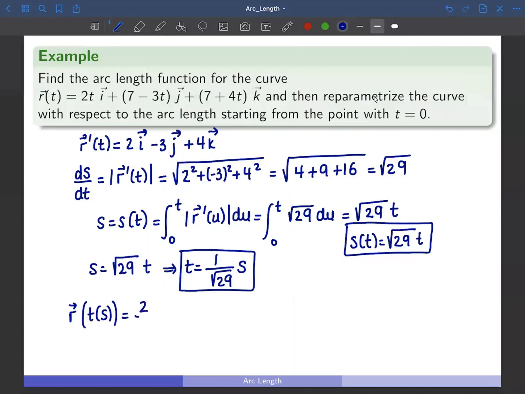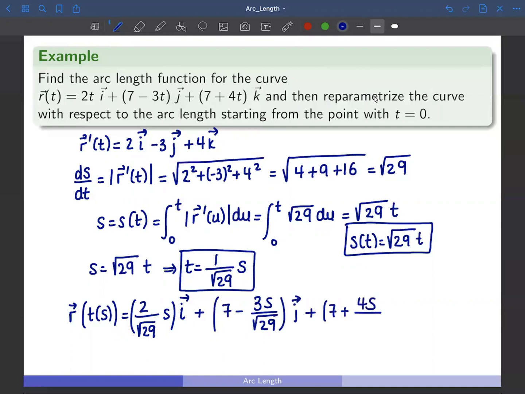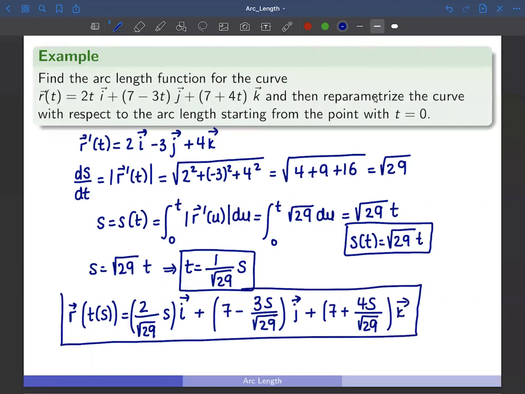So we'll have 2 over the square root of 29 times s times the vector i. And then we have plus 7 minus 3 times t, so 3 times s divided by the square root of 29 times the vector j. And then we have plus 7 plus 4 times t, so 4 times s divided by the square root of 29 times the vector k. So this is the way that we can reparameterize a curve with respect to the arc length.